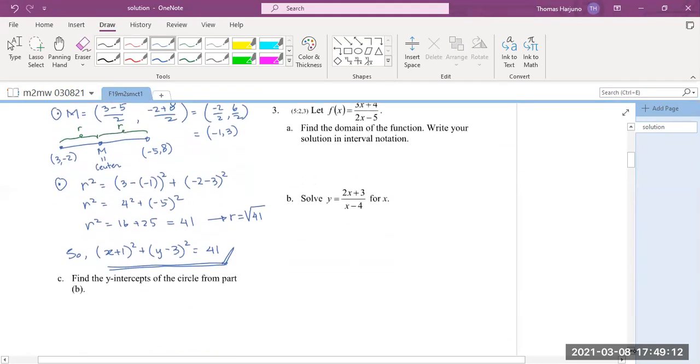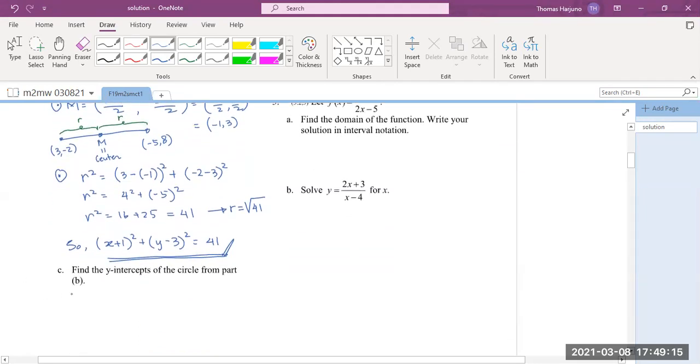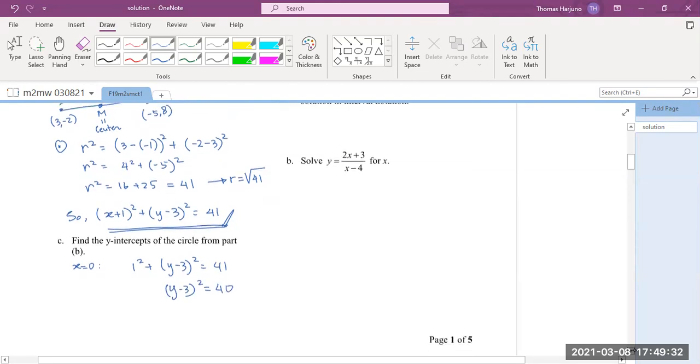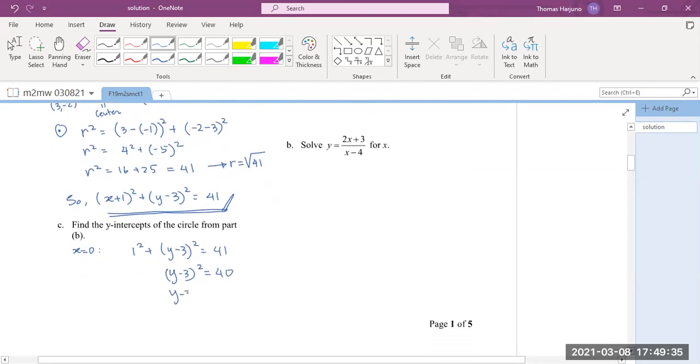Part C, find the y-intercept of that circle. The y-intercept means x equals 0, right? So 1 squared plus y minus 3 squared equals 41. y minus 3 squared equals 40. So y minus 3 is plus or minus square root of 40, which is plus or minus 2 radical 10. So y will be 3 plus or minus 2 radical 10.